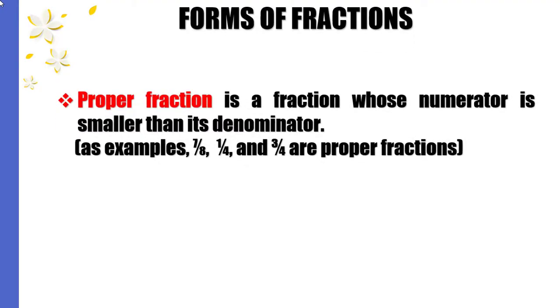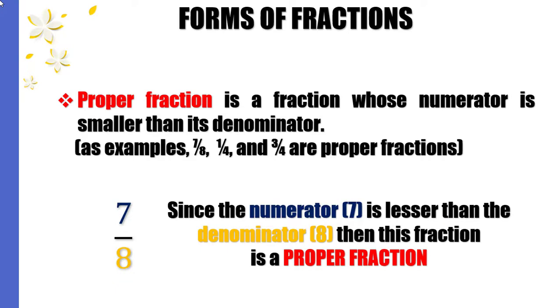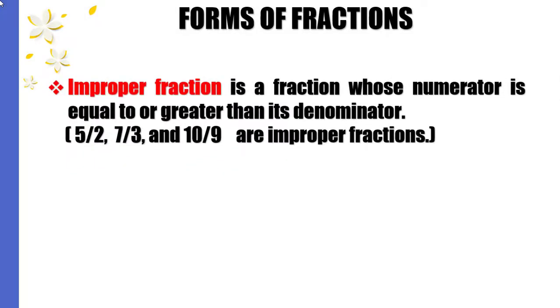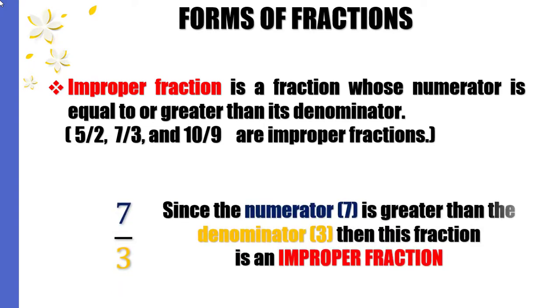Forms of fractions. Number 1. Proper fraction is a fraction whose numerator is smaller than its denominator. Example, 7/8. Since the numerator, 7, is lesser than the denominator, 8, then this fraction is a proper fraction. Number 2. Improper fraction is a fraction whose numerator is equal to or greater than its denominator. Example, 7/3. Since the numerator, 7, is greater than the denominator, 3, then this fraction is an improper fraction.